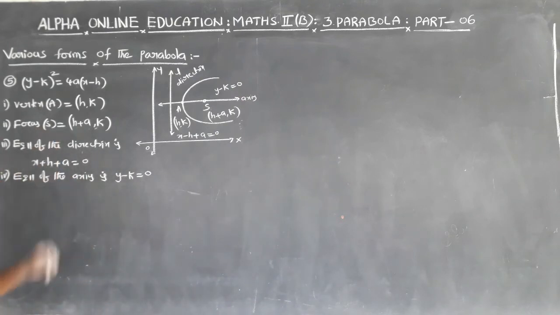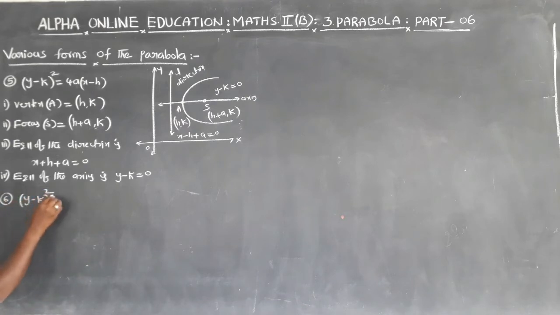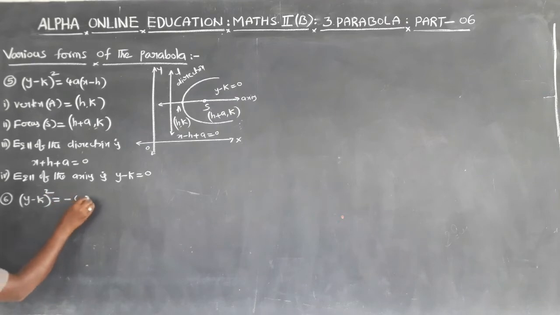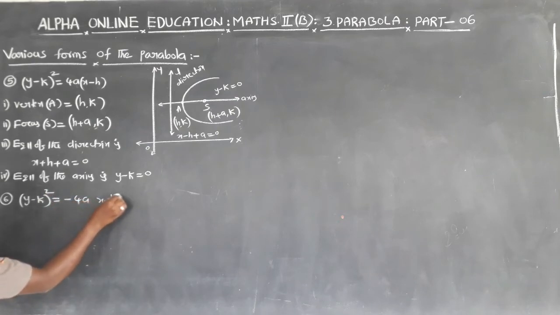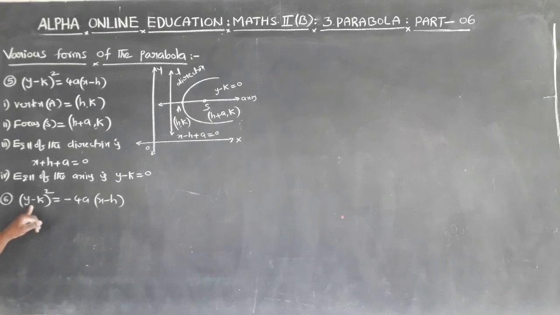These are the four formulas. Next, the sixth one: y minus k whole square is equal to minus 4a into x minus h.